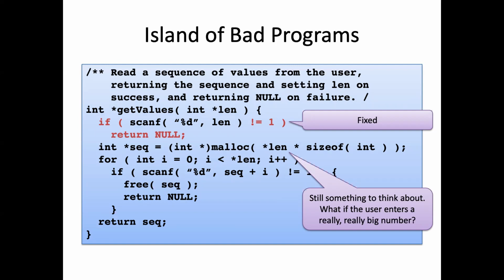But what if they type in a really, really big number, 100 billion or something that exceeds my memory capacity? Well, in that case, this call to malloc is going to fail, and it'll return null. When I start trying to use that memory, though, I'm probably going to get a segmentation fault.